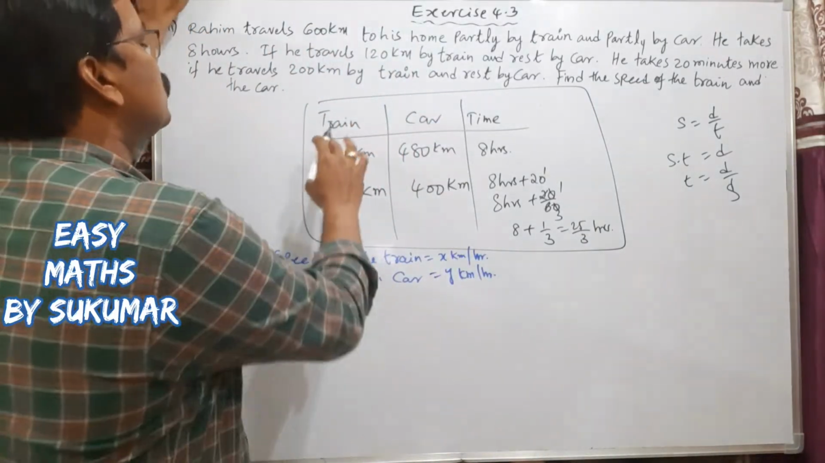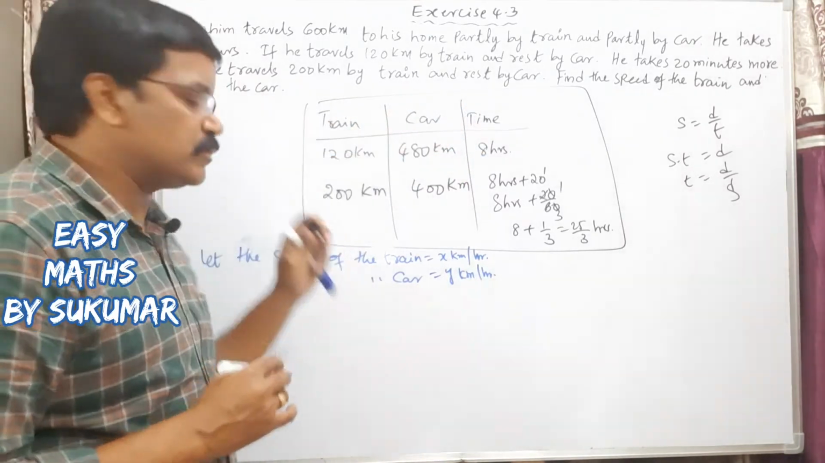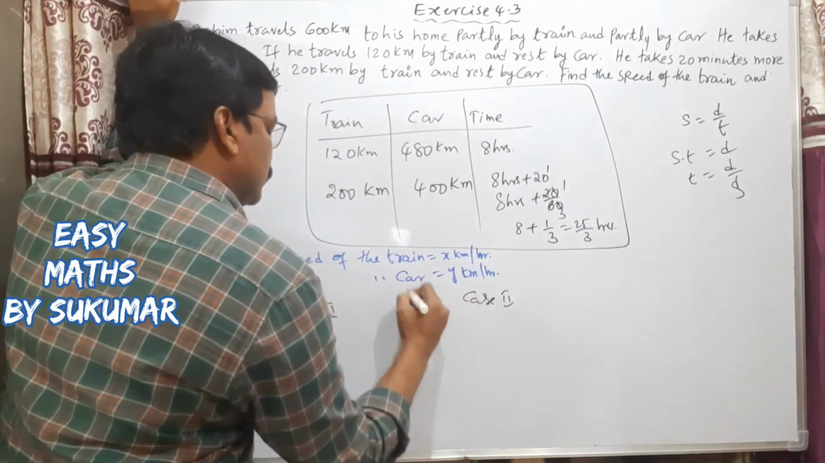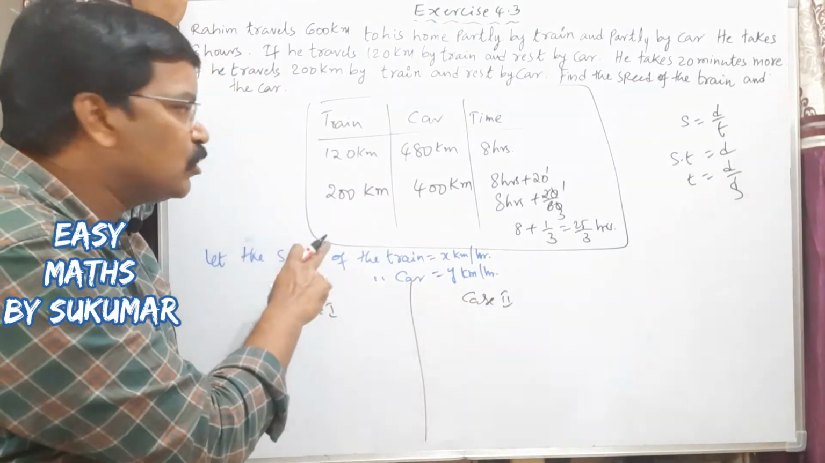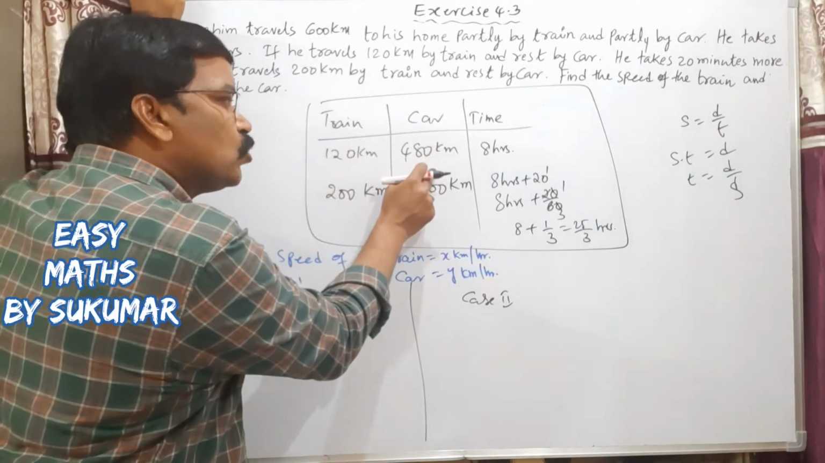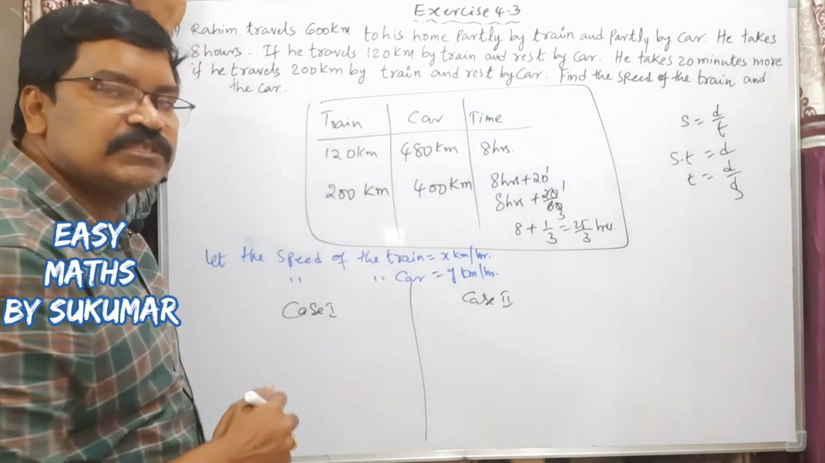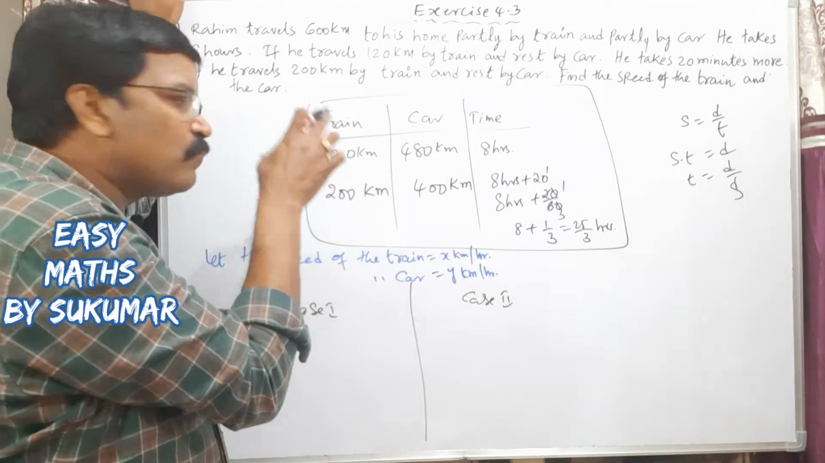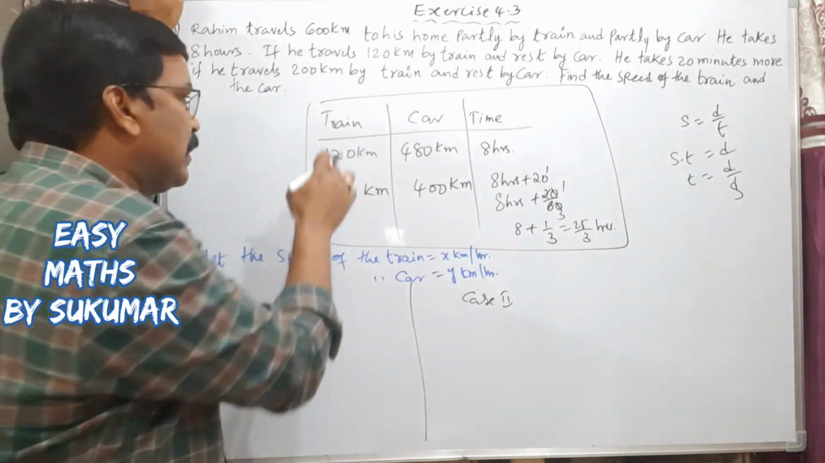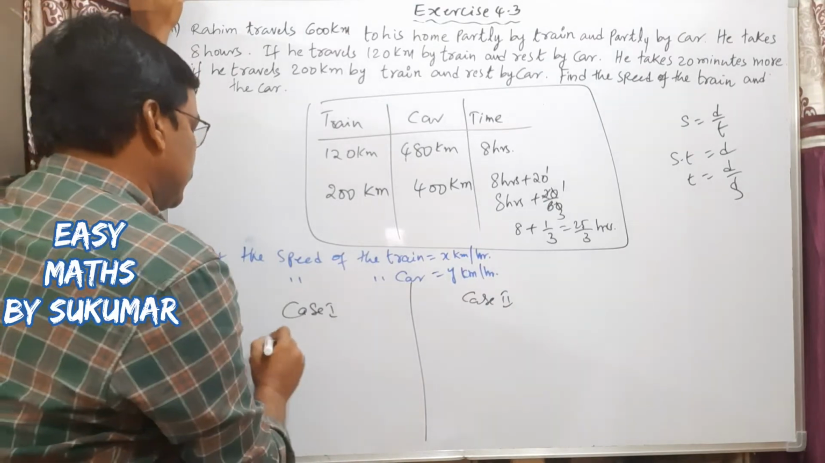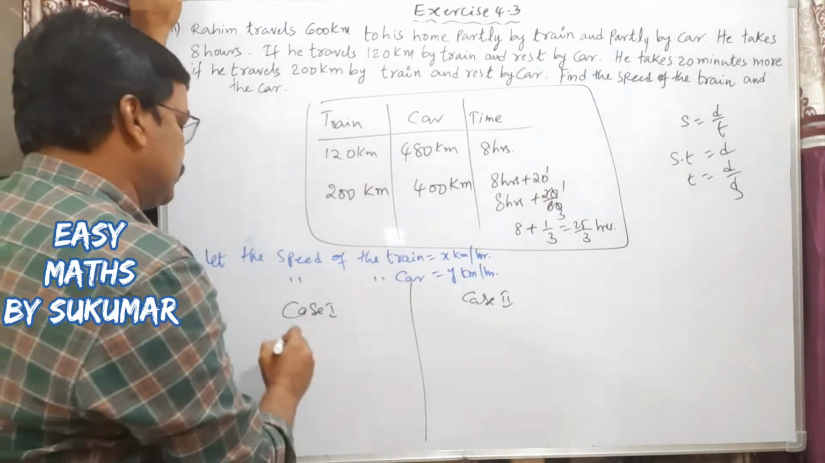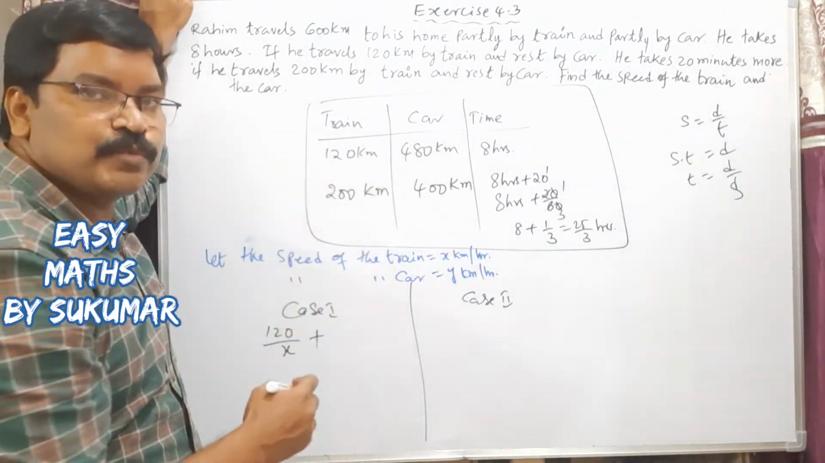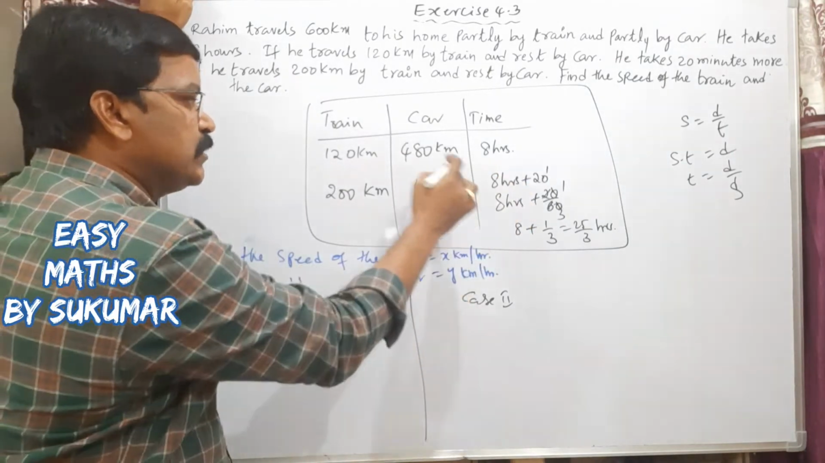So my dear students, in the first situation, case 1, 120 kilometers by train and 480 kilometers by car. So the total duration is 8 hours. That means what is the time taken to travel 120 kilometers by train? Train speed is x kilometer per hour. So here distance by speed, that is 120 by x, the speed of the train, plus the speed of the car is y. So distance is 480.